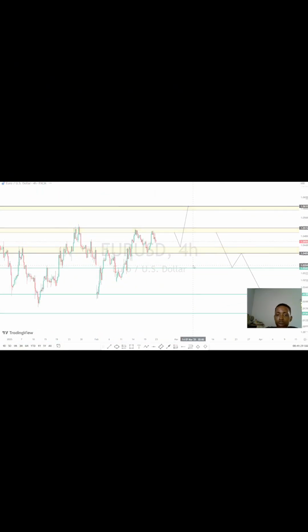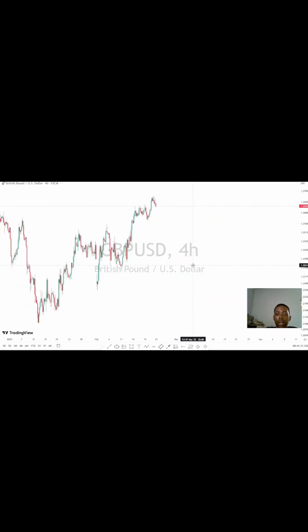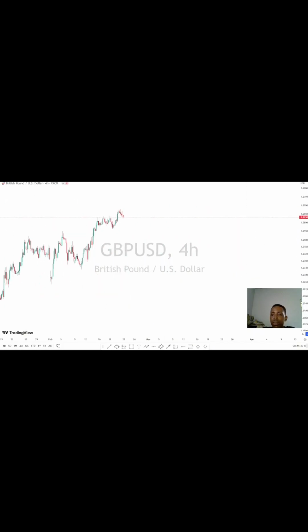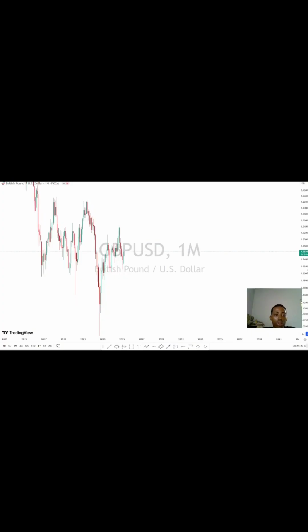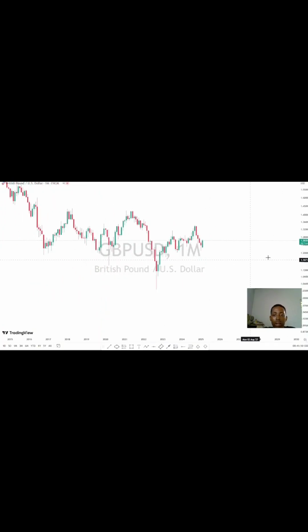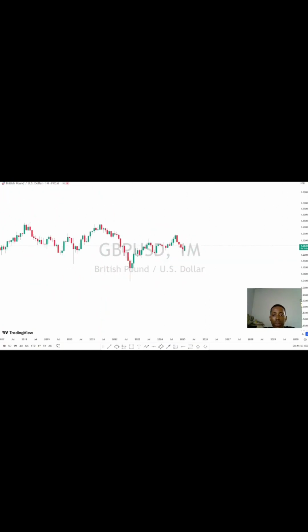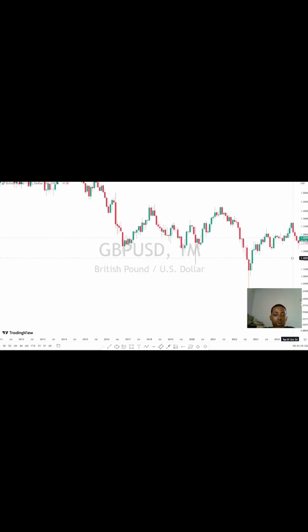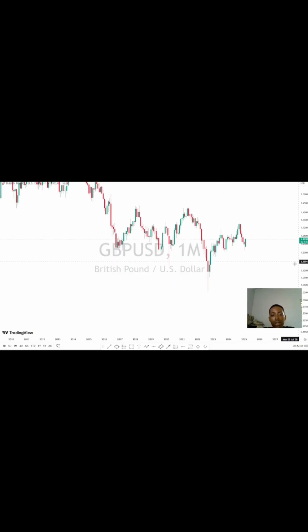So let me go down to my next pair, which is GBP USD. So I have to go on the monthly time frame to see what GBP USD has for us. Okay. Firstly, I have to zoom to see my whole level. As you guys know, our horizontal bar always comes at a reversing point of the market.